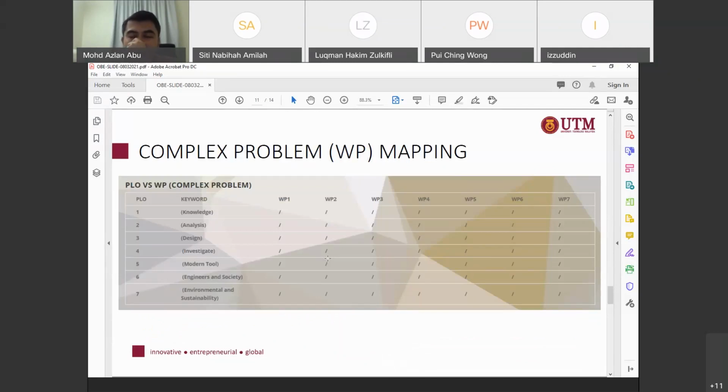So when you answer the question, solve the problem, we call it a complex problem, or WP. WP is also mapped with PLO1 until PLO7. You can see all WP are mapped into all PLO, so it's easier for you to understand all WP. WP is the level of complex problem.